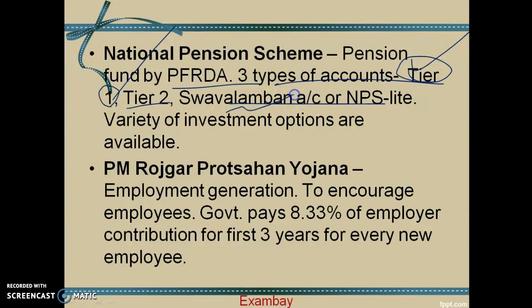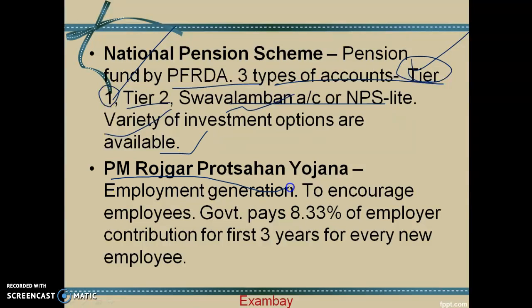Then Swavalamban for the poor, for unorganized people. This is also a very good scheme. You contribute some amount and the government will also try to match the amount, but there is a certain limit. You can read it. A variety of investment options are available. This is a very good step. You can invest a percentage of your investment in shares, also in mutual funds or in debt instruments. So this is good, right?